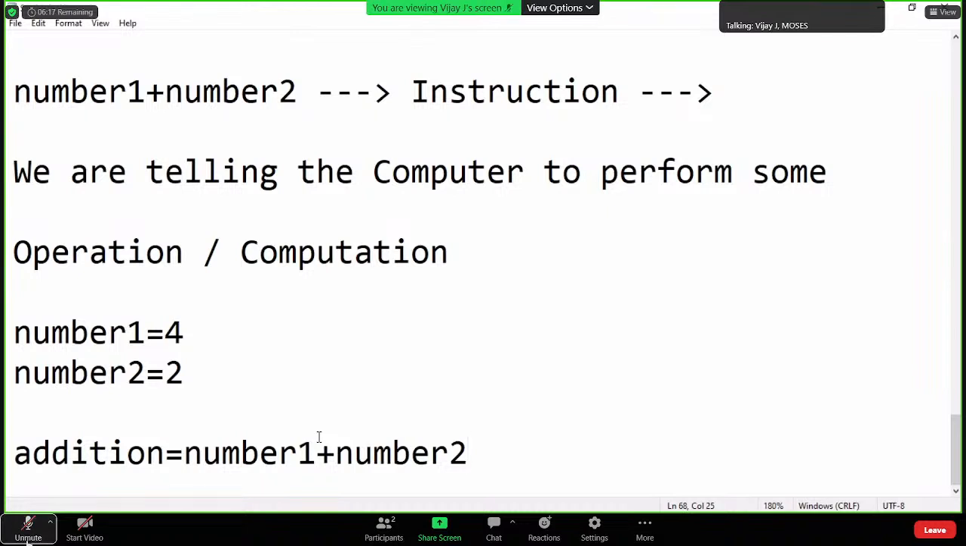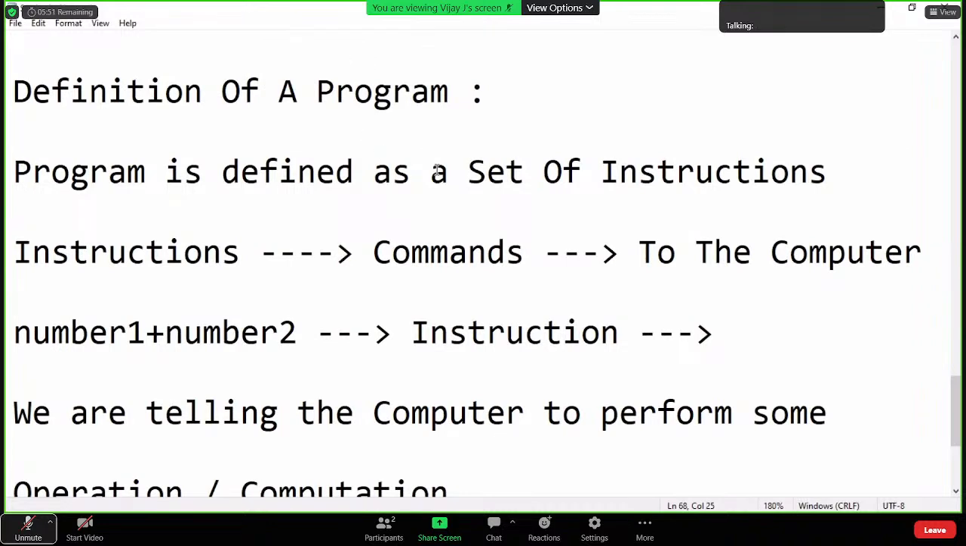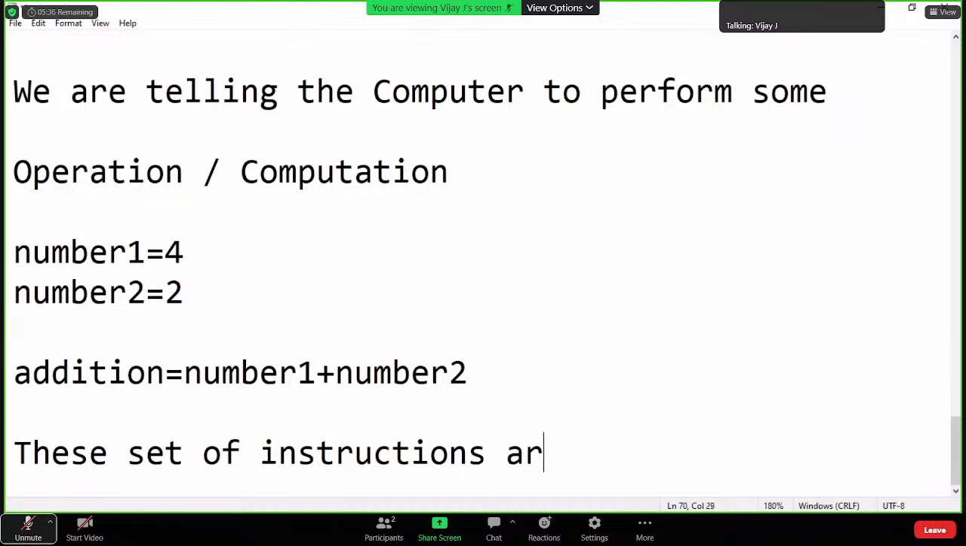So where are we storing all these instructions? I am saying that I have some set of instructions: this is instruction 1, this is instruction 2, and this is instruction 3. We have to store all these instructions within a program. In the reverse way, I can say that a program is some set of instructions. Okay. So who is writing this set of instructions? This set of instructions is written by programmers.